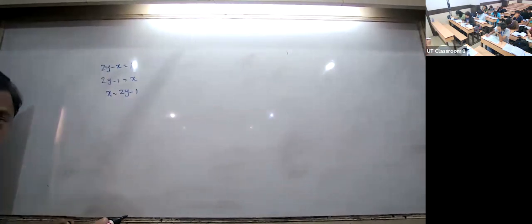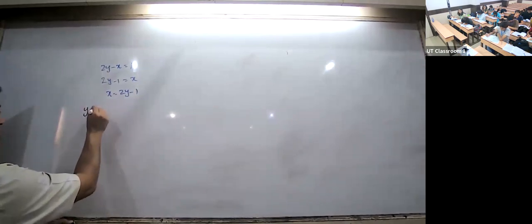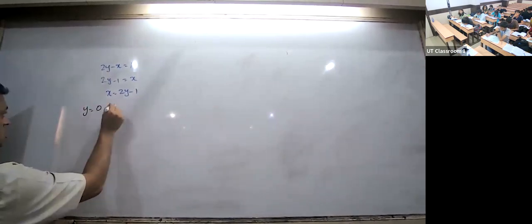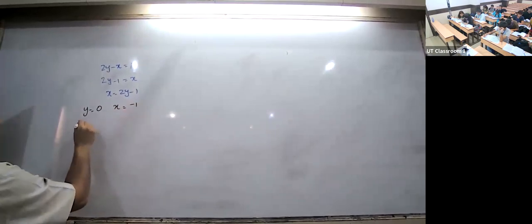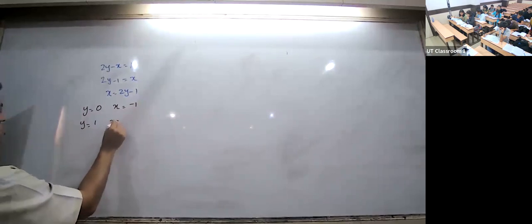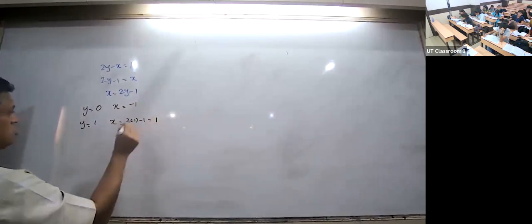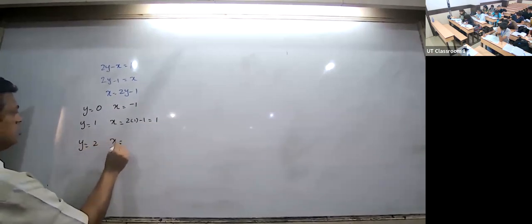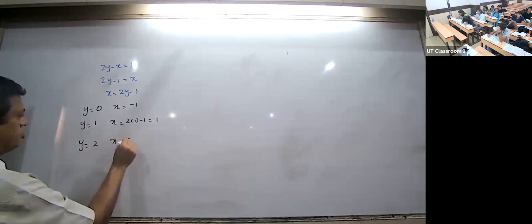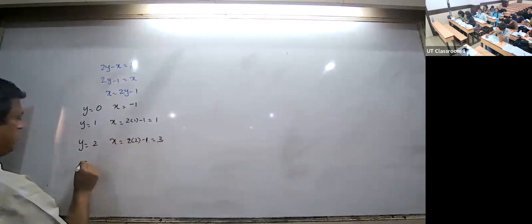All of you got the table? Those who did not get the table: y is equal to, let's say, 0. X is equal to 0 minus 1, is minus 1. Y equal to, let's say, 1. X is equal to 2 times 1 minus 1, that is 2 minus 1, 1. Y is equal to, let's say, any other value, 2. X is equal to how much? 2 2s are 4, minus 1, which is equal to 3.